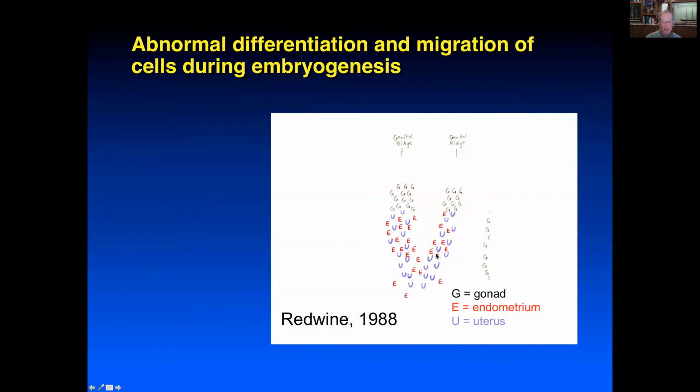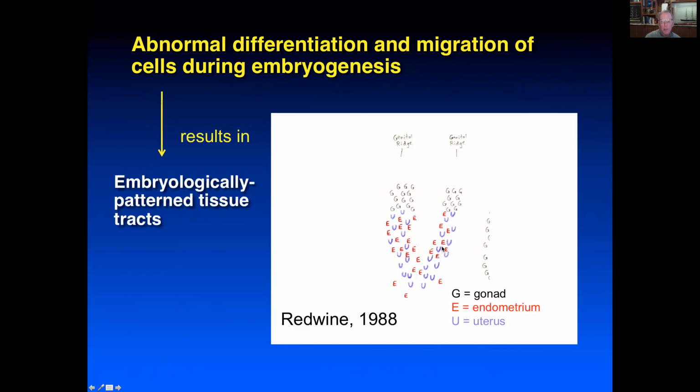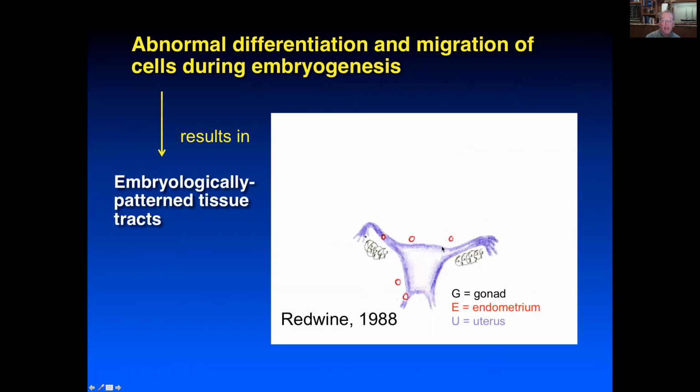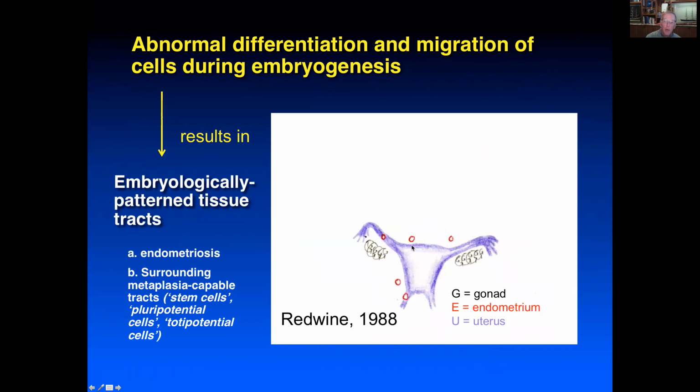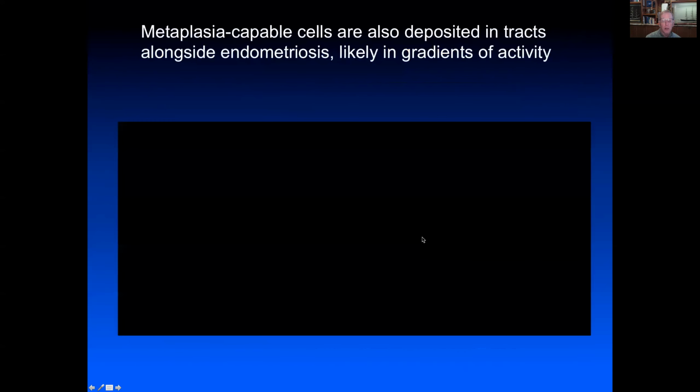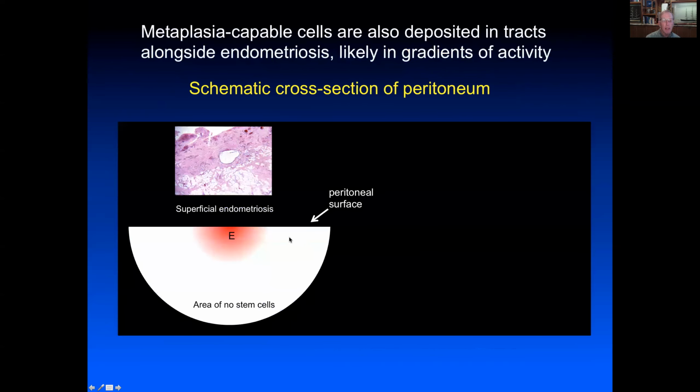As embryogenesis progresses, the gonadal cells begin to aggregate, and the uterine and endometrial cells begin to aggregate. This results in embryologically patterned tissue tracts, which can contain either endometriosis, or possibly be surrounded by metaplasia-capable cells, also called stem cells, also in the distant past called totipotential, omnipotential, pluripotential cells. So looking at metaplasia-capable cells being deposited alongside endometriosis, schematically it would look something like this, with superficial endometriosis on the peritoneal surface represented by this E. But outward from that, you have a gradient of cells which may serve as stem cells.